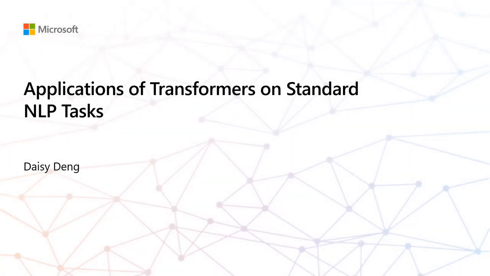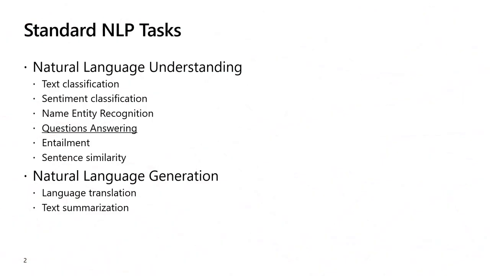Hi, this is Daisy. I am going to talk about the applications of transformers on standard NLP tasks. We can divide the standard NLP tasks into natural language understanding tasks and natural language generation tasks. Natural language understanding tasks break down the human language into machine readable format. The output is usually categorical information. Like in text classification, the output is the topic of the text, be it politics, sports, or entertainment.